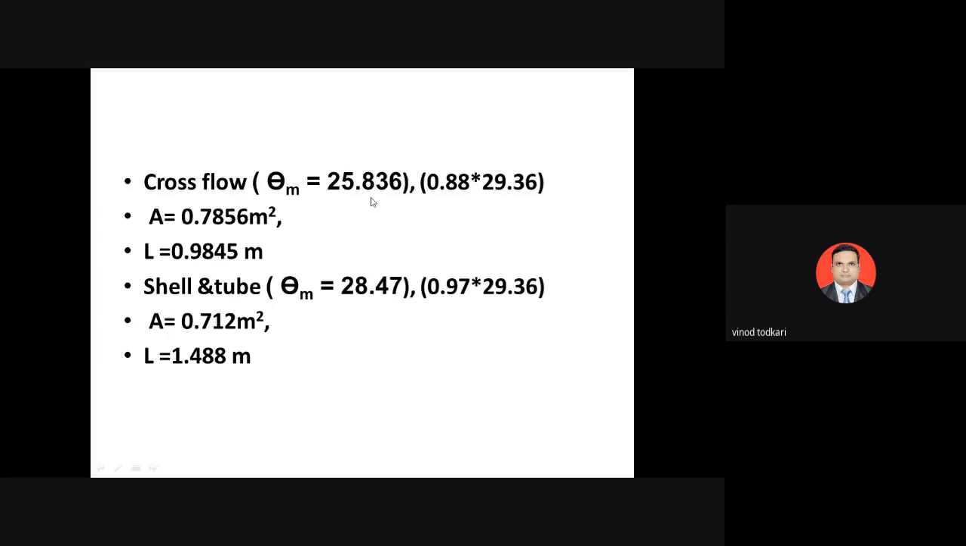Right? Once theta m is known, you can work out area. How will you work out area? Q is equal to UA theta m. The value of Q is known to you, U is known to you, theta m is this much, you can calculate A. Now, how will you find the length of the heat exchanger? You will use the formula A is equal to pi dl into N into P.